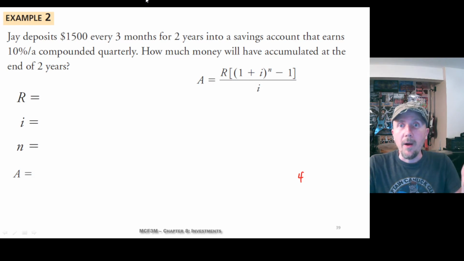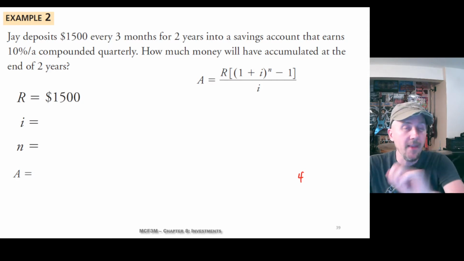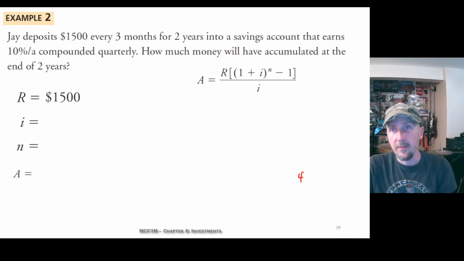So I'm going to set up a couple questions. J deposits $1,500 every 3 months for 2 years into a savings account that earns 10% per year, compounded quarterly. Remember that quarterly comes into it. How much money will he have accumulated at the end of 2 years? Okay, so right from there, he deposits that much. There's our payment, $1,500.